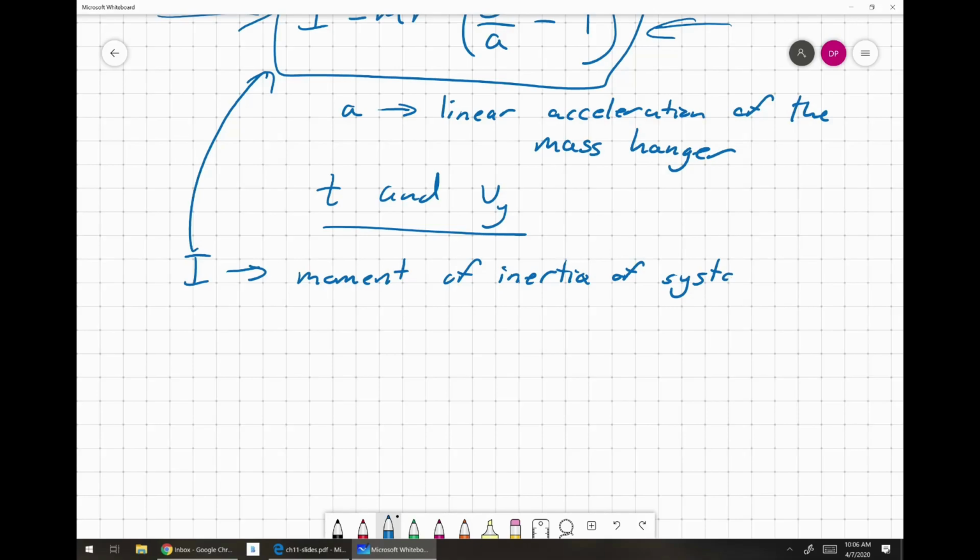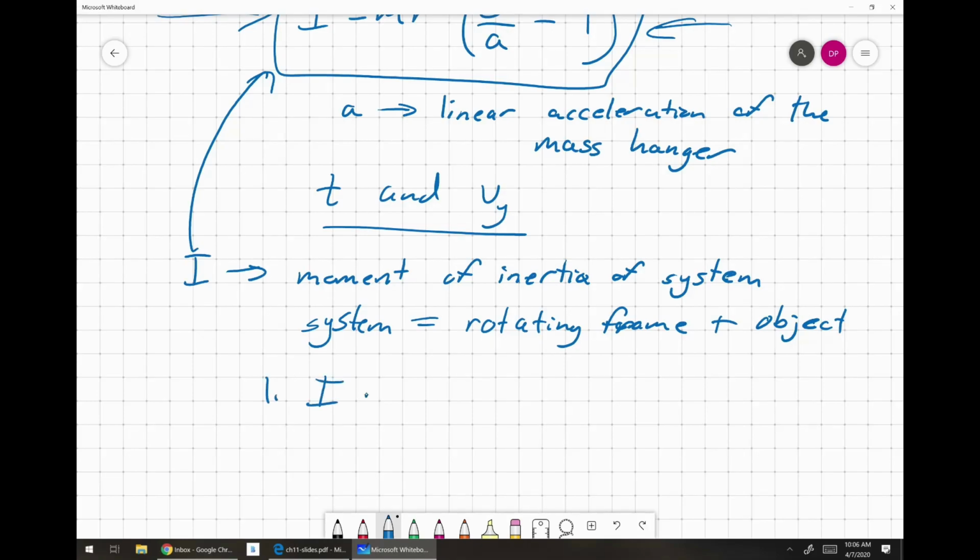And so, since this is of the system, our system is going to be equal to the rotating frame plus the object that we put on the rotating frame. So we have two components to our system. So the first thing you're going to do in this experiment is measure I for the rotating frame.